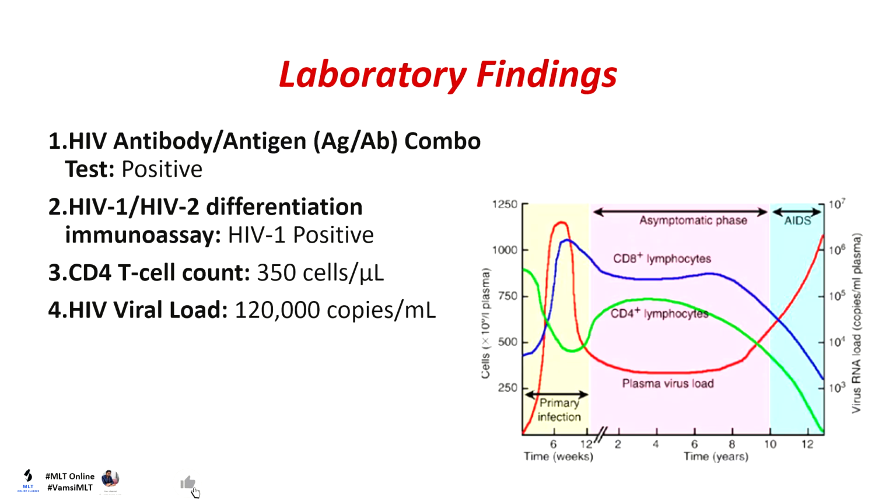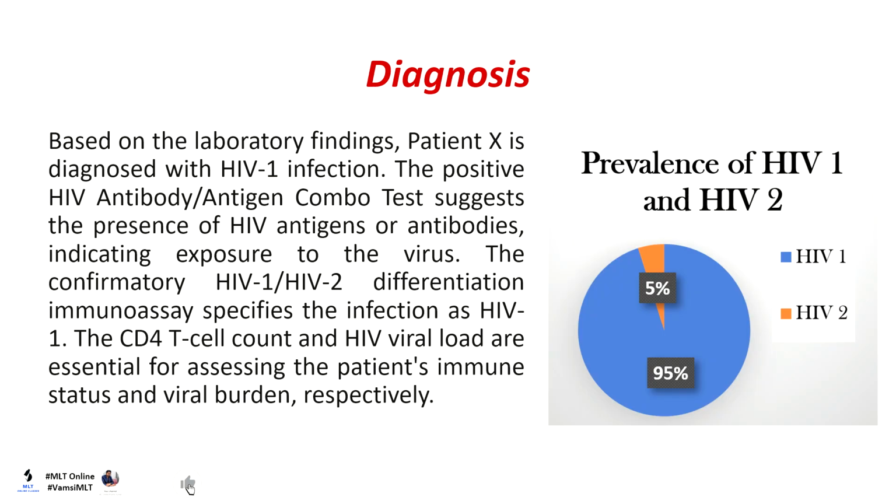Laboratory findings. HIV antibody/antigen, Ag/Ab, combo test, positive. HIV-1/HIV-2 differentiation immunoassay, HIV-1 positive. CD4 T-cell count, 350 cells/µL. HIV viral load, 120,000 copies/mL.